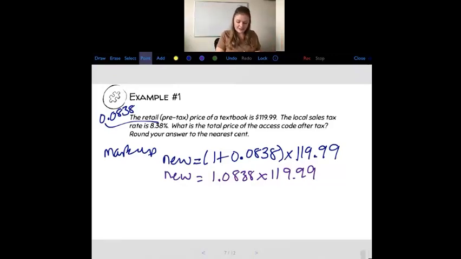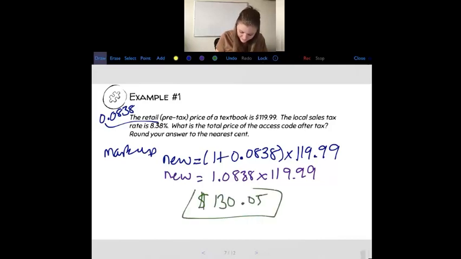So you take 119.99 times 1.0838, and we're going to round to the nearest cent. So we would be paying, let me make sure I put this in right, $130.05. Sounds about right. You're paying more by the time you get out of the store or by the time you check out online than what was listed next to the item price. So this is the example of a markup problem.